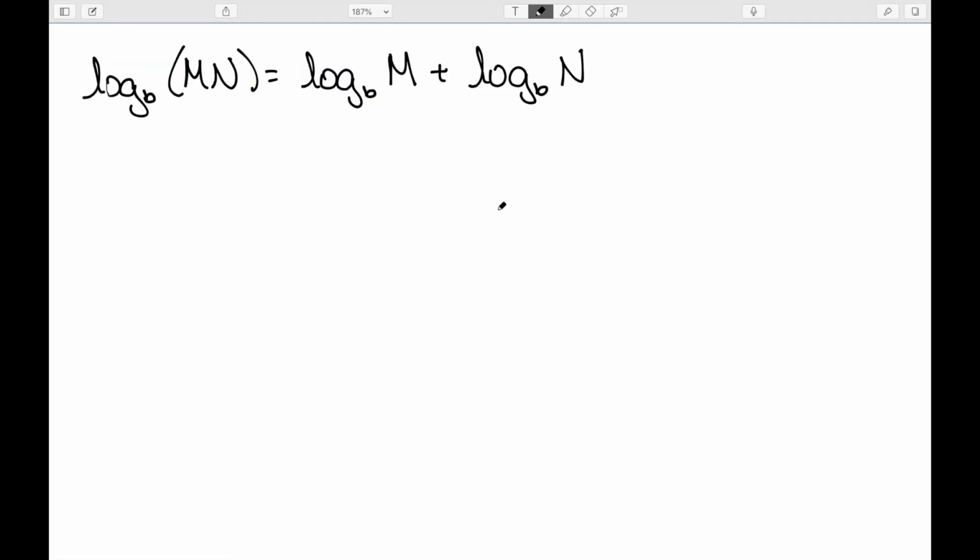The first one, log base b of mn is equal to log base b of m plus log base b of n. If I'm taking the log of a product, I can do the log of the first plus log of the second.